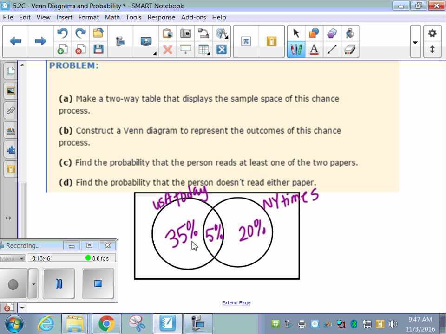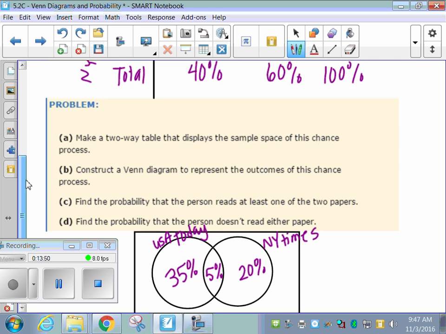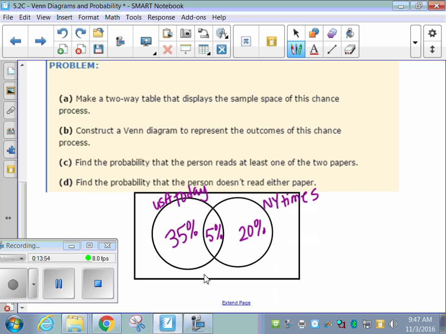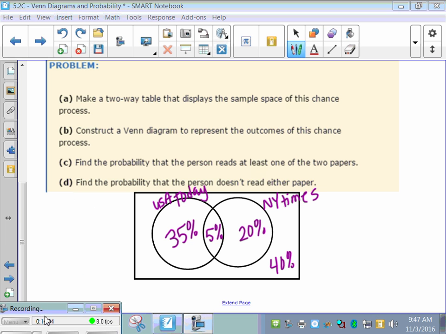All right, now we have all the newspaper readers here. We have to add to 100, or you can look up here for your no, right? Nobody reads it. So Tyler, what goes in your box but outside your circles? Yep, so there's our 40% that doesn't read either newspaper. Make sense? Okay, so now let's do part C.